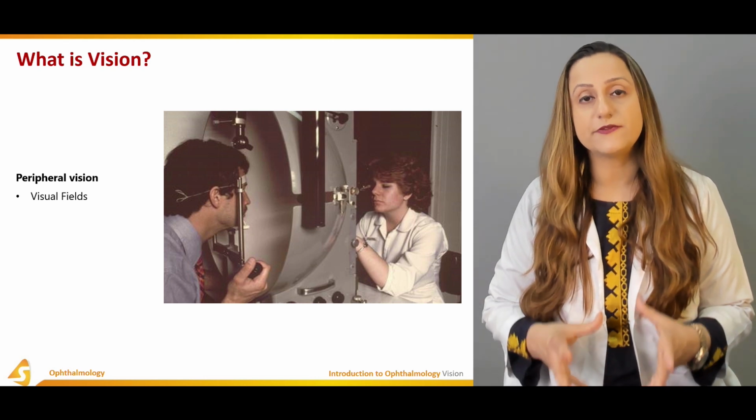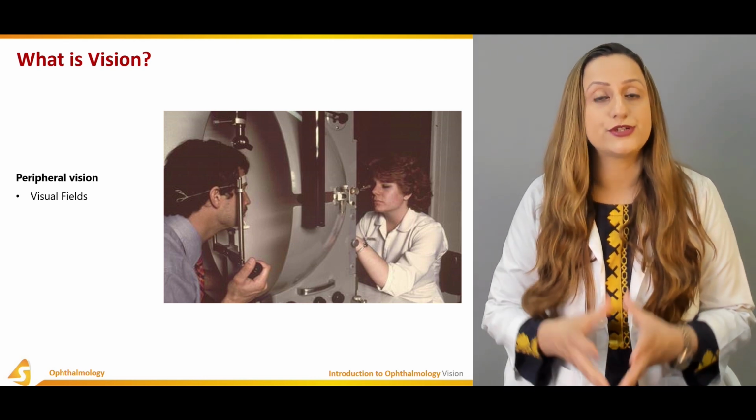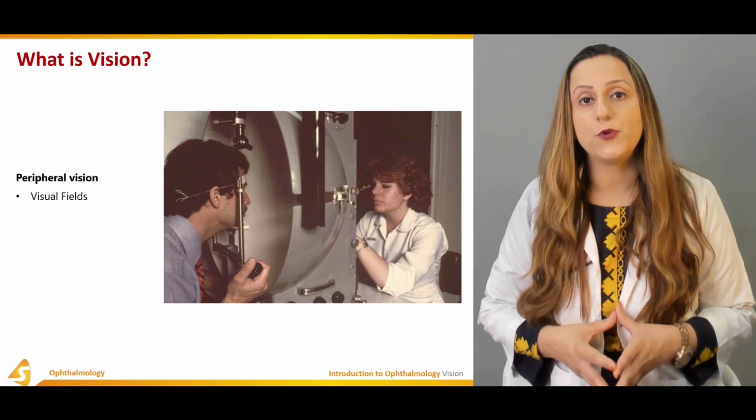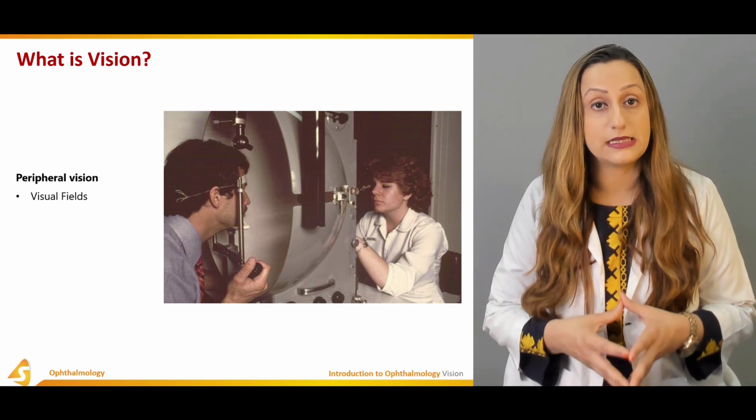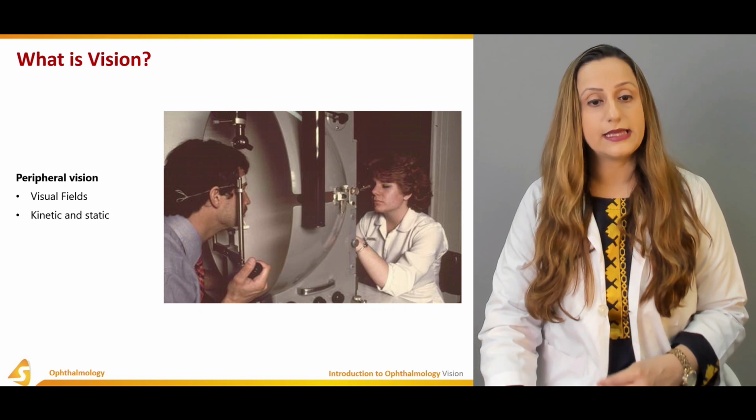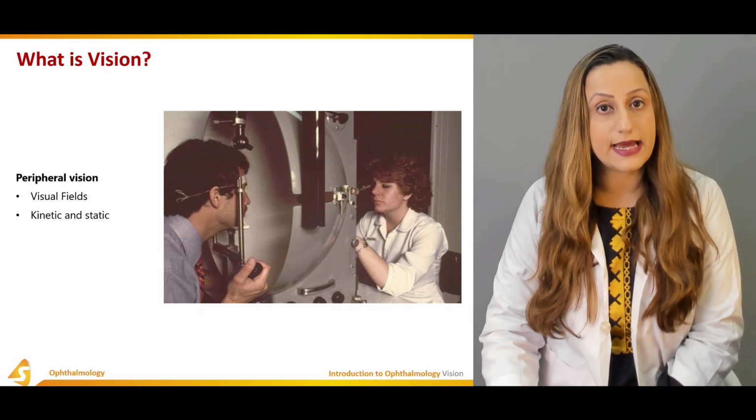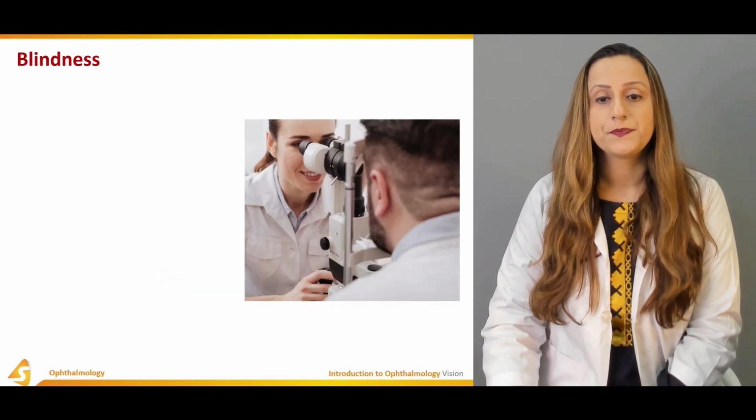So usually these fields are affected, and these are the terminologies that are used to identify which of the visual fields is affected in that particular person that you're dealing with. The kinetic and static methods are usually used.